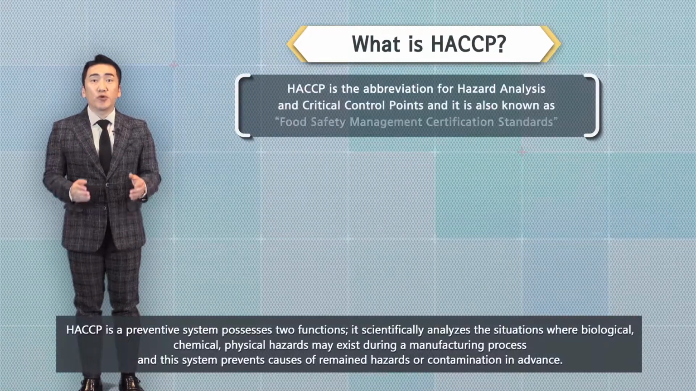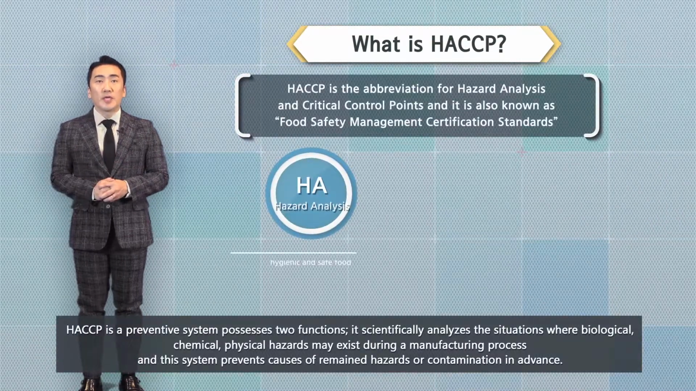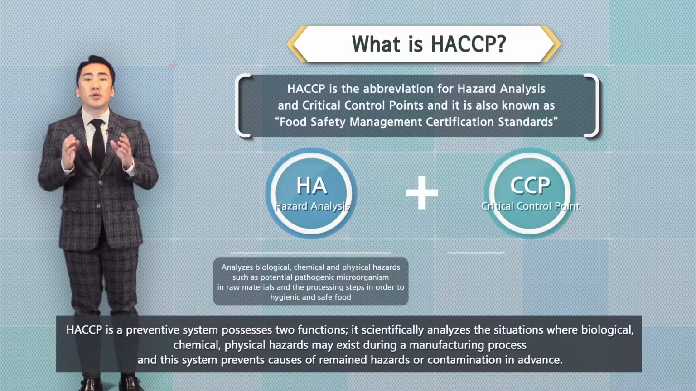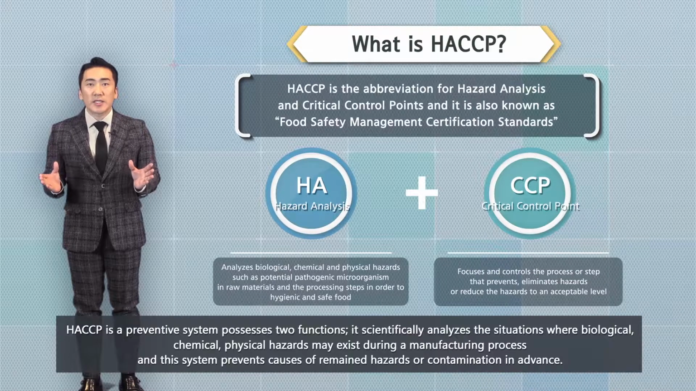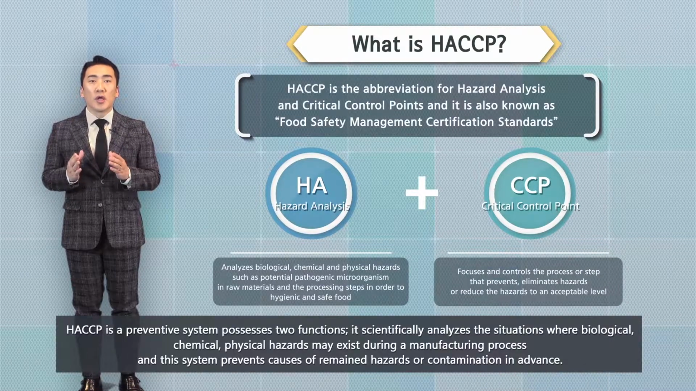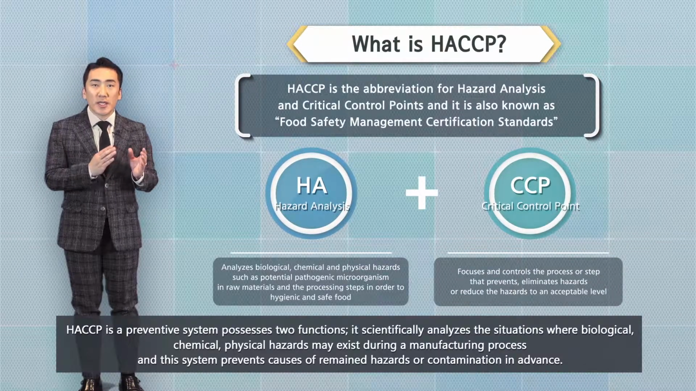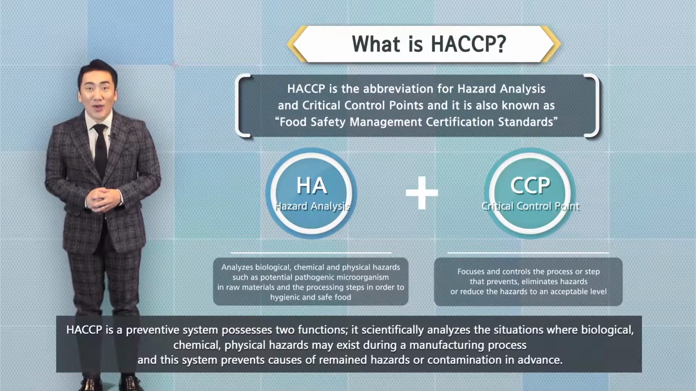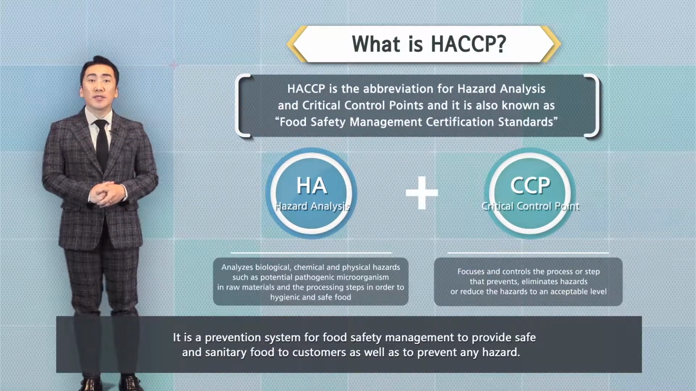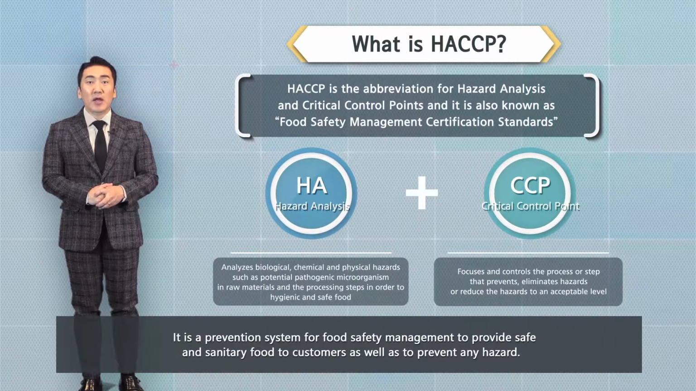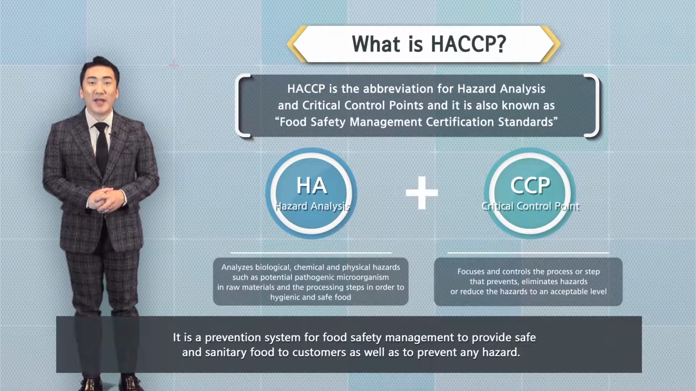HACCP is a preventative system that possesses two functions. It scientifically analyzes the situations where biological, chemical, and physical hazards may exist during a manufacturing process, and this system prevents causes of remaining hazards or contamination in advance. It is a prevention system for food safety management to provide safe and sanitary food to customers as well as to prevent any hazard.